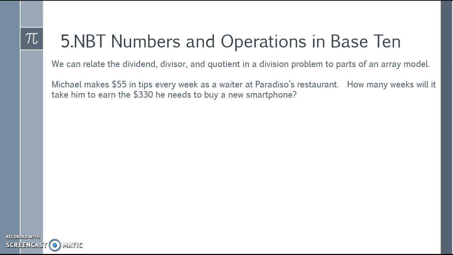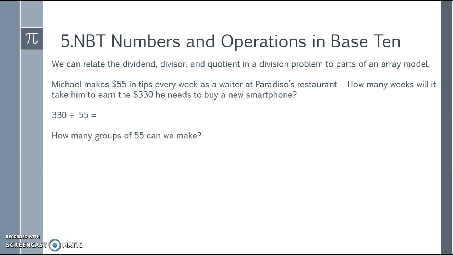We can relate the dividend, divisor, and quotient in a division problem to parts of an array model. Michael makes $55 in tips every week as a waiter at Paradisso's restaurant. How many weeks will it take him to earn the $330 he needs to buy a new smartphone? 330 divided by 55 is how many?